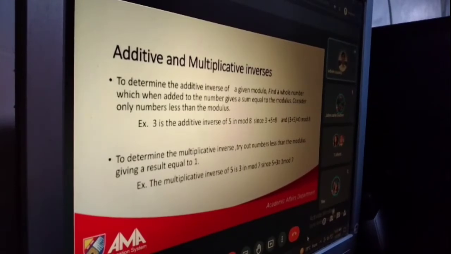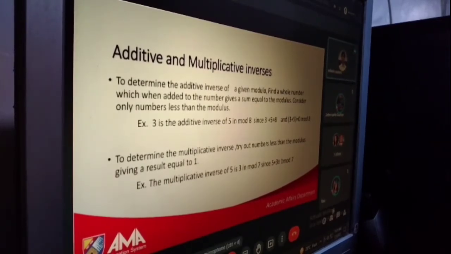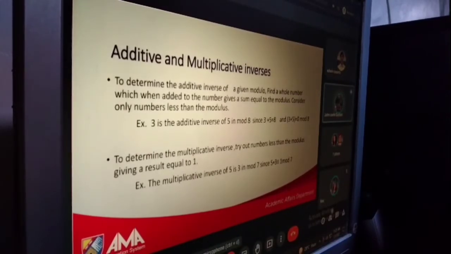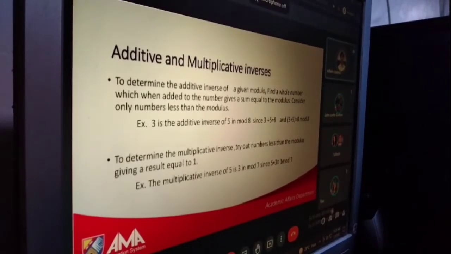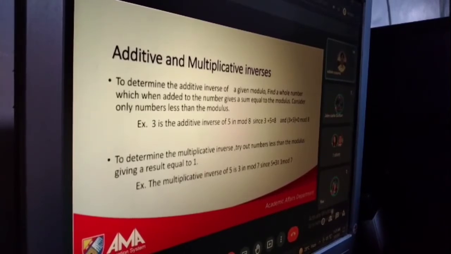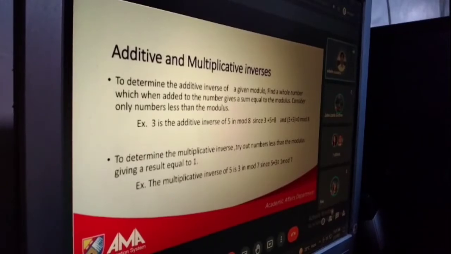Is that clear? The additive inverse. If there is a remainder, say 1, it would be 3 plus 5 is congruent to 1 with the modulus of 8. So next, let's have the multiplicative inverse.